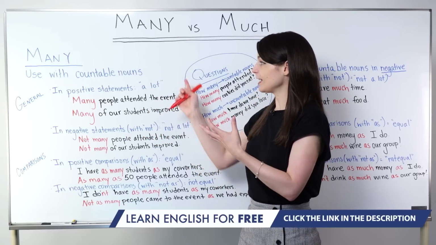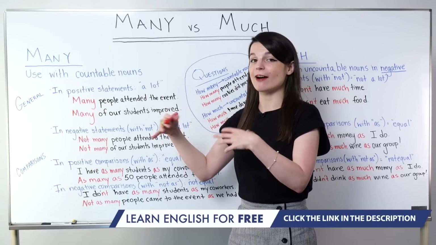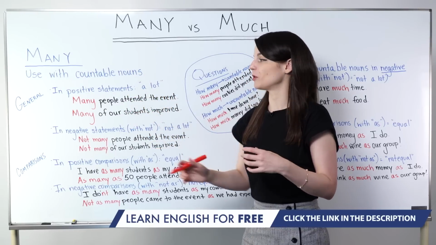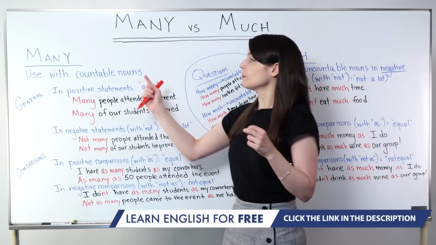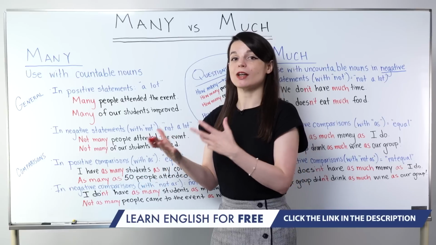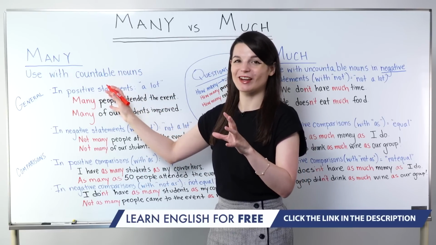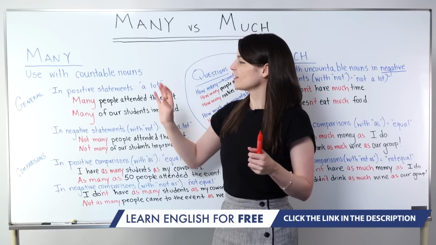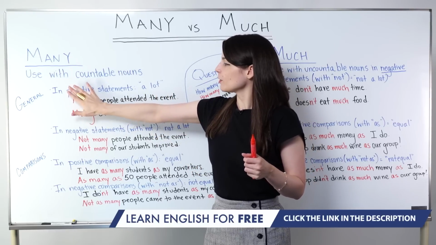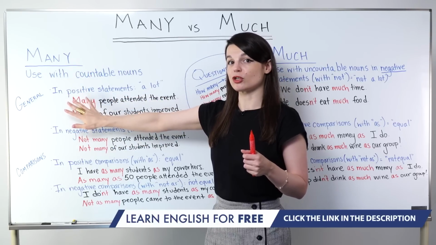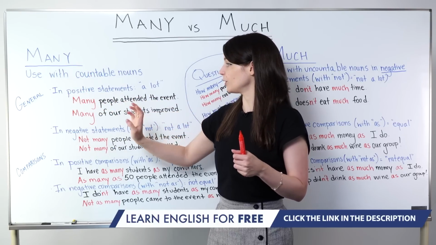So for nouns that take this pattern, for nouns that have this S pattern, we call these countable nouns. So we use many when we're talking about uncountable nouns. I'm sorry, we use many when we talk about countable nouns. Okay, so let's look at a couple of general rules, general guidelines for using many with countable nouns.